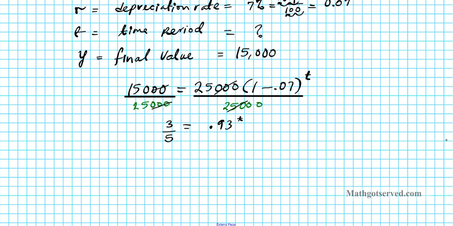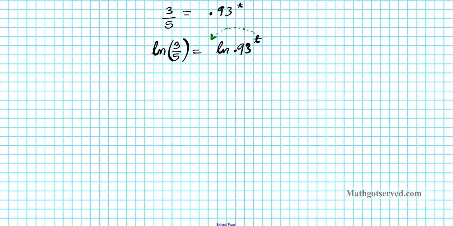All right, so to bring down t, we take the natural logarithm of both sides. So the natural logarithm of 3 over 5 equals the natural logarithm of 0.93. We use the power property of logarithms to power down this variable exponent, so this equation becomes the natural logarithm of 3 over 5 equals t times the natural logarithm of 0.93.